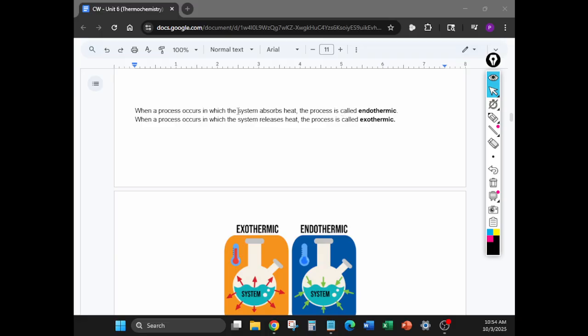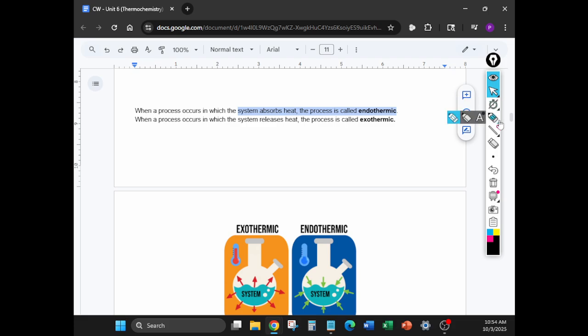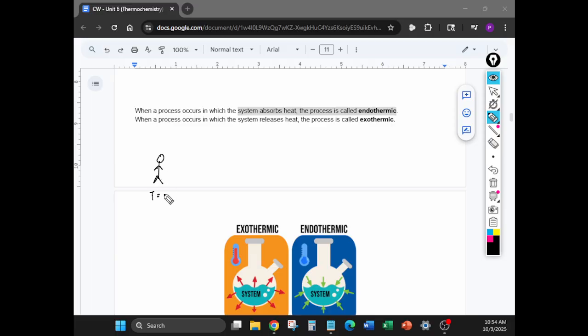When a system absorbs heat, it's called endothermic. Okay? So the previous example we just talked about, where you are outside, your temperature is 98 Fahrenheit. The air temperature around you is 100 Fahrenheit. Energy is going into your body from the air. If your body is the system, we call this endothermic, because the system is gaining energy from its surroundings.